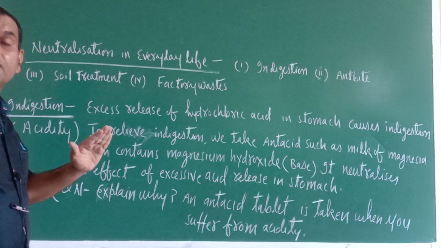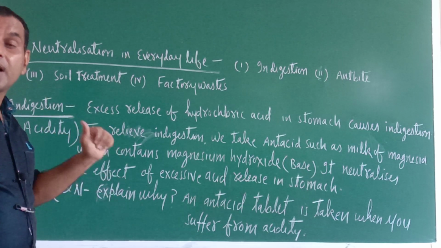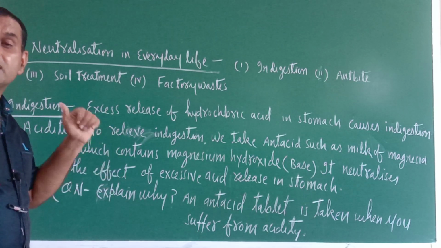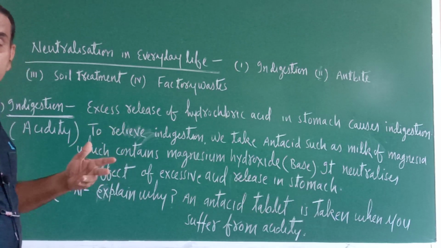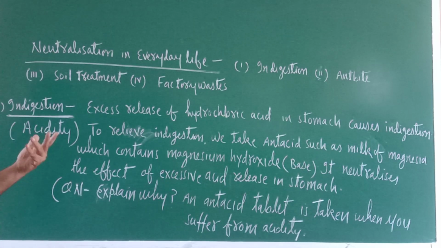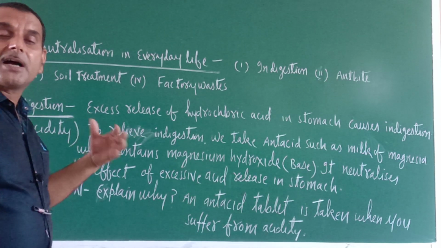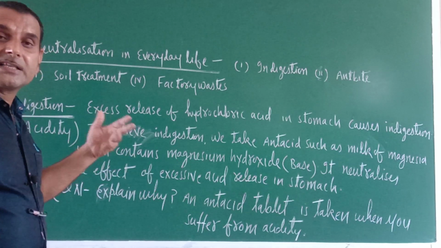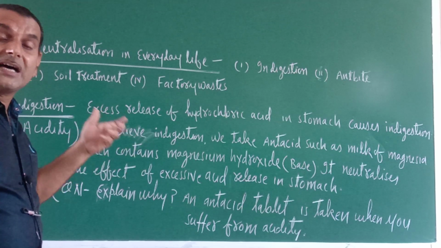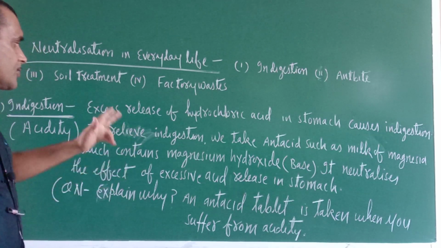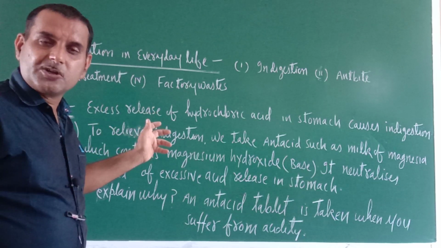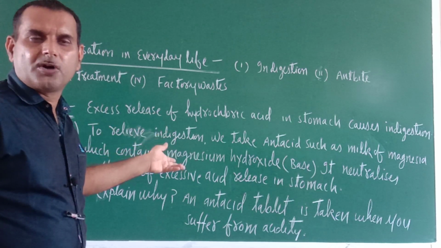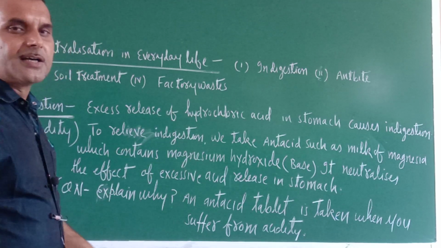To relieve from the acidity or indigestion, antacid is taken. Antacid such as milk of magnesia, which contains magnesium hydroxide, is one base. It goes to our stomach and neutralizes the excessive acid released in the stomach. Now just see, in indigestion, which process is involved? Neutralization is involved. Then we are getting the relief.